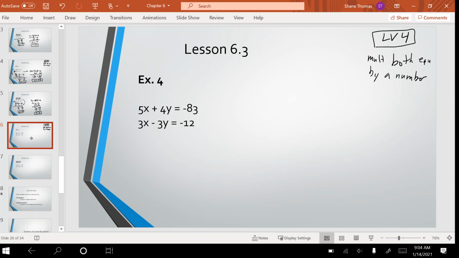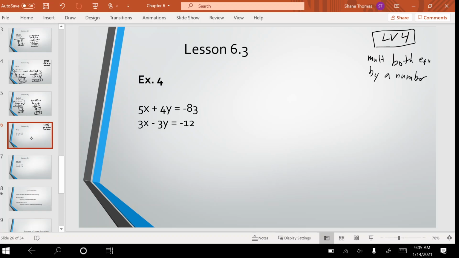So you got a 5 and a 3, you got a 4 and a 3. Typically, my suggestion is to multiply whichever one has the smaller pair. I would go with the 4 and the 3 personally. The other thing I like is one's positive, one's negative already. So I just have to multiply both of them by a positive number. See what I mean? All right.